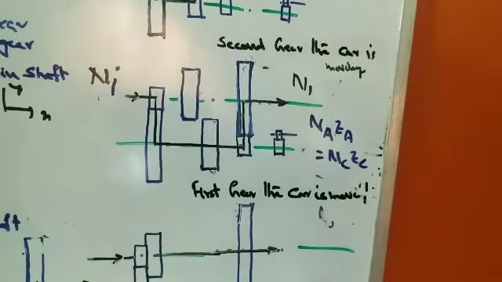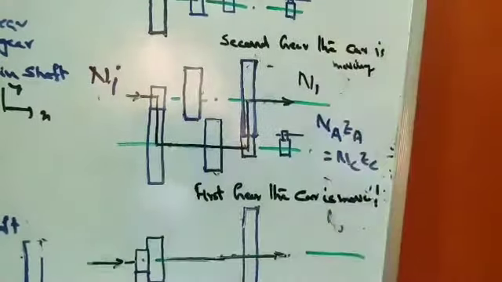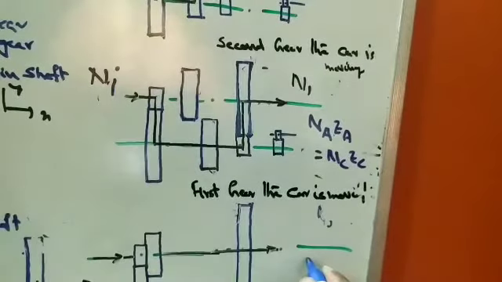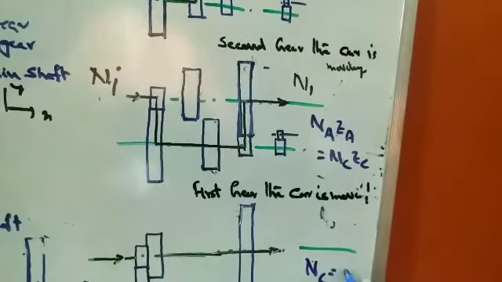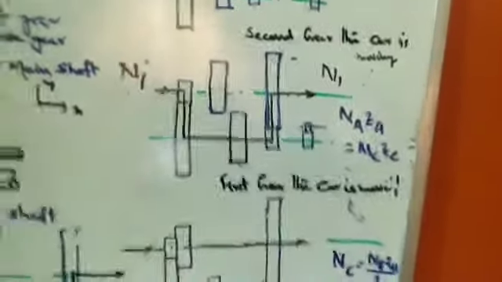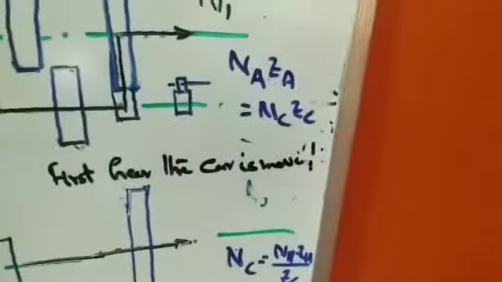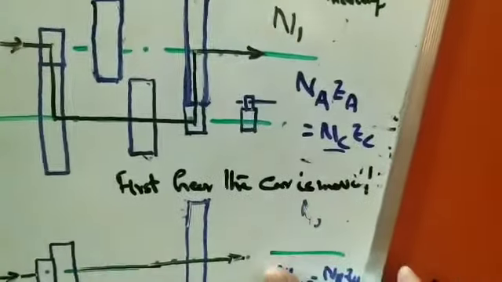Now Na is basically the input speed. If you calculate from here, what is transmitted is the output, that is Nc. Nc is equal to Na into Za by Zc. From this diagram, Na Za is equal to Nc Zc. So Nc is the output speed.